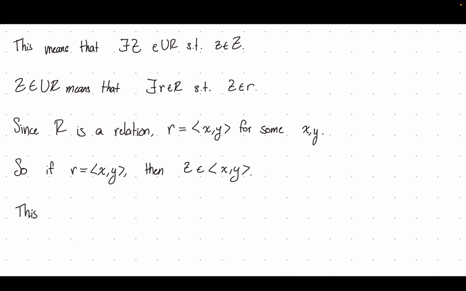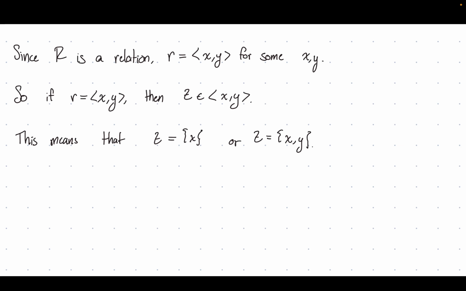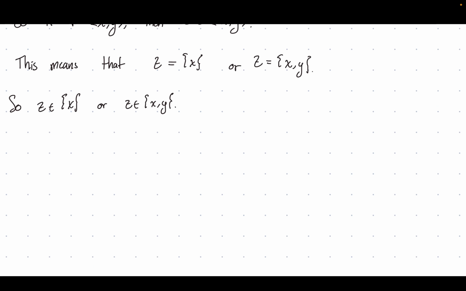And what this means is that Z is either equal to the set containing x, or Z is equal to the set containing x and y. Right? So, what does this tell us? So little z is in the set containing x, or little z is in the set containing x comma y.